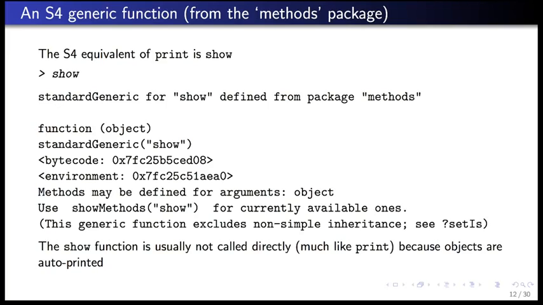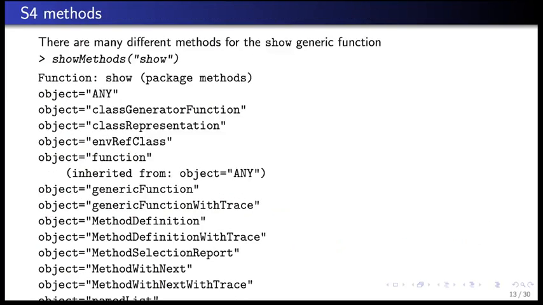Both the show function and the print function, generally speaking, are not called explicitly very often, because objects will often be auto-printed. But when you auto-print an object, it still calls the print method for that object. You just don't call it explicitly. There are many different methods for the show generic function. You can always call the function showMethods on show, and it will tell you all of the classes for which the show generic function is defined. You may not recognize any of these classes, but that's okay.